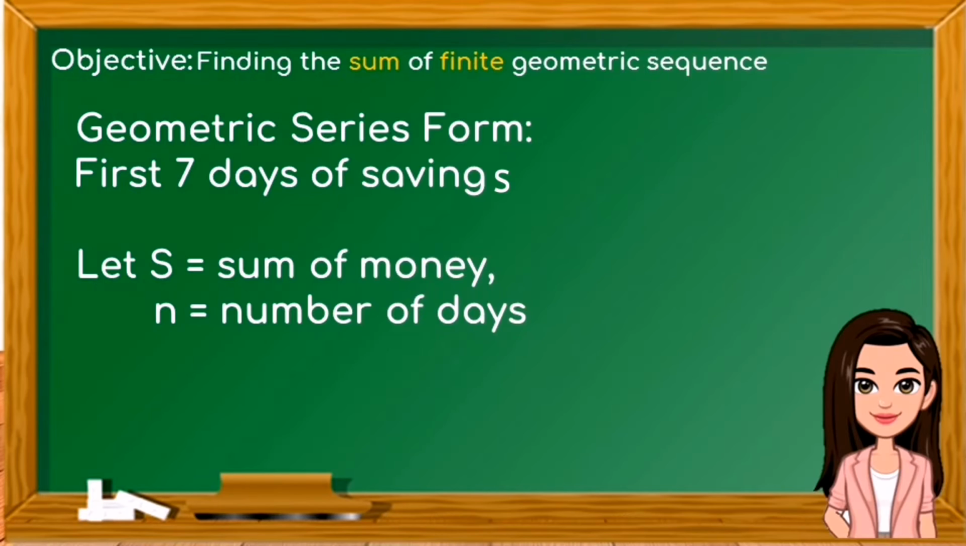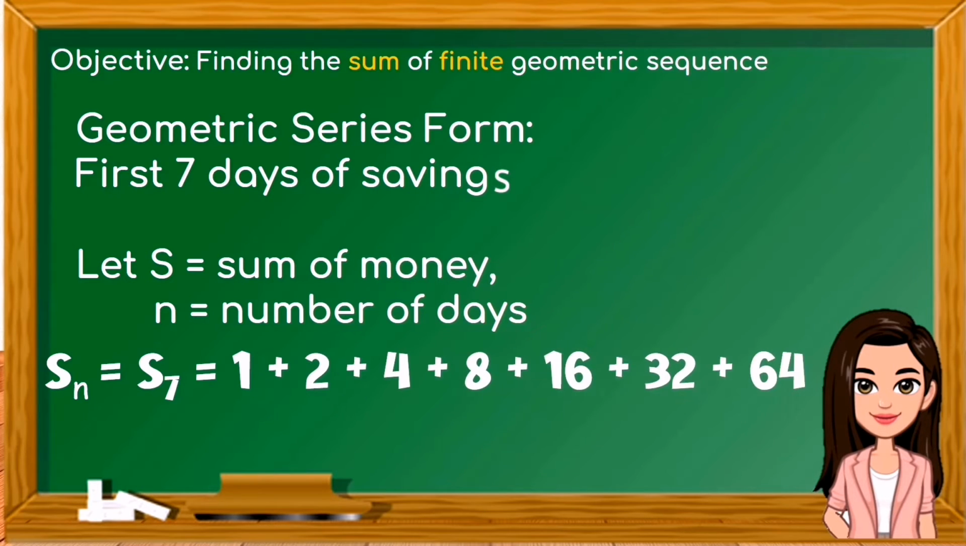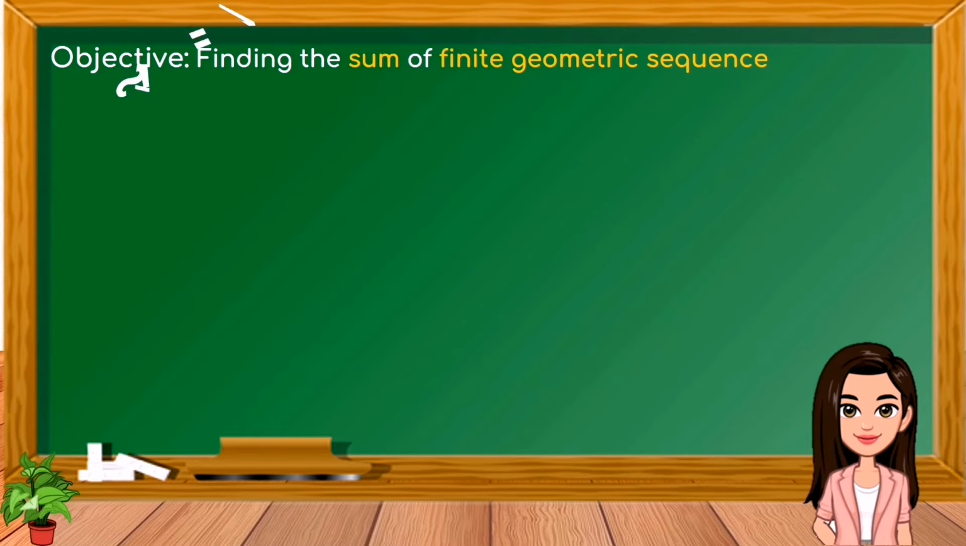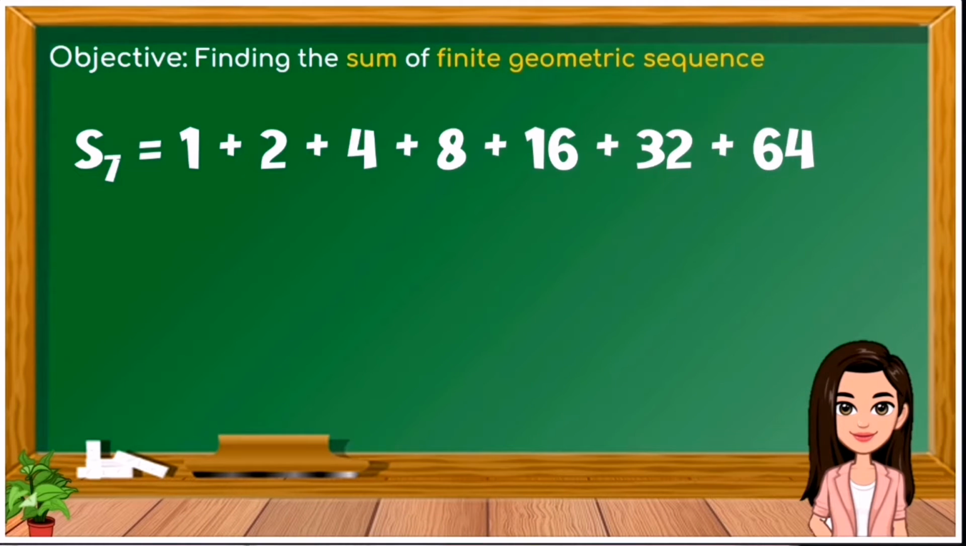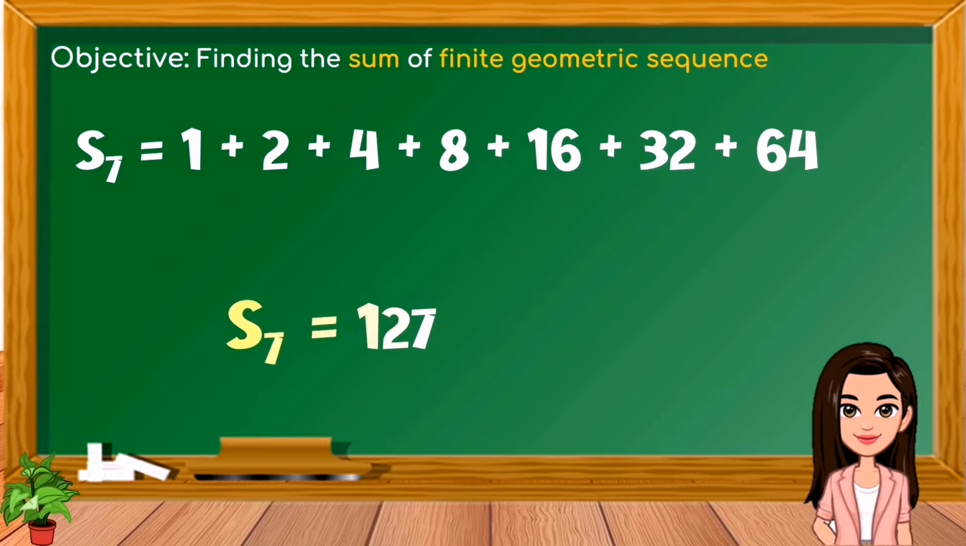Let us write it into geometric series form. First 7 days of saving. Let S be the sum of money and n the number of days. That is, S sub n, which is S sub 7, is equal to 1 plus 2 plus 4 plus 8 plus 16 plus 32 plus 64. We can manually sum them all. S sub 7 is equal to 127.